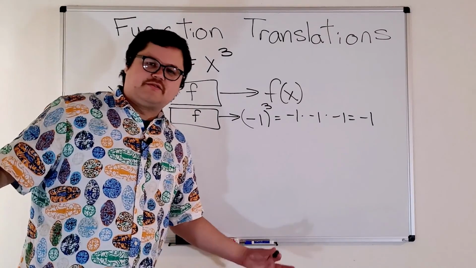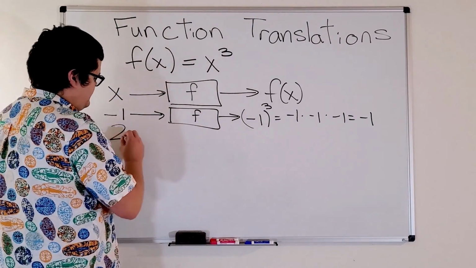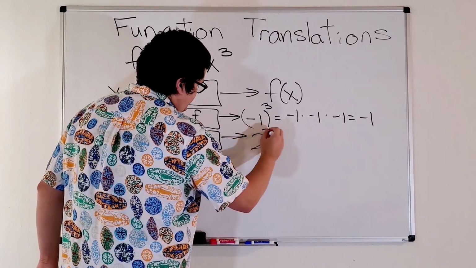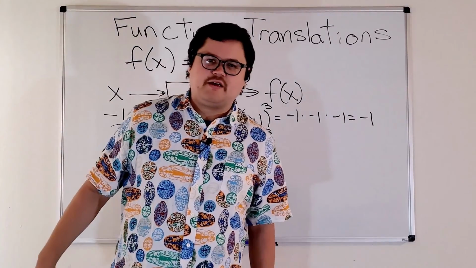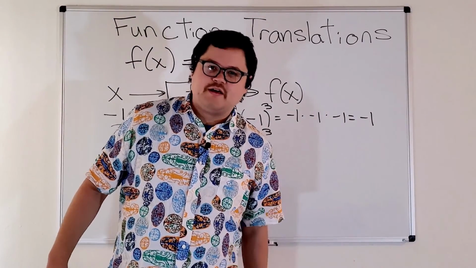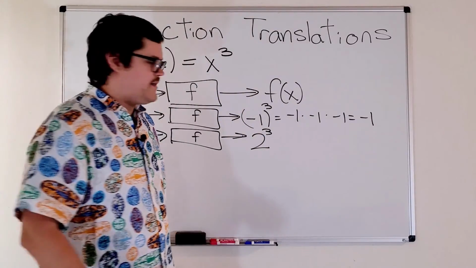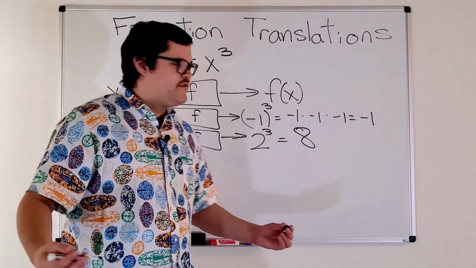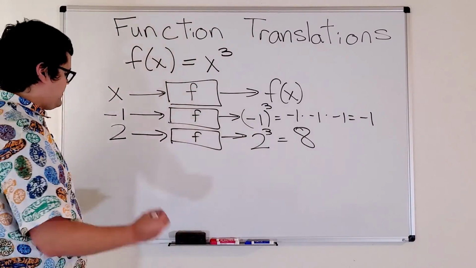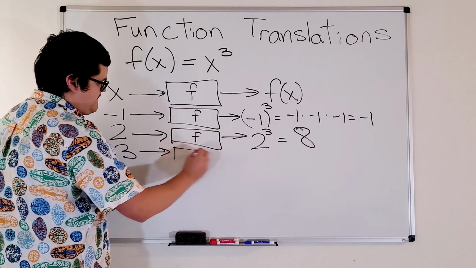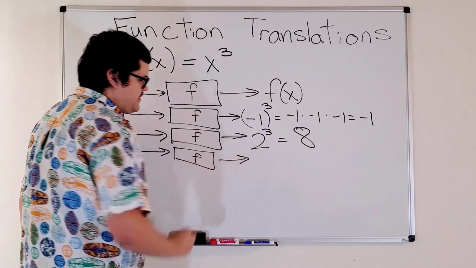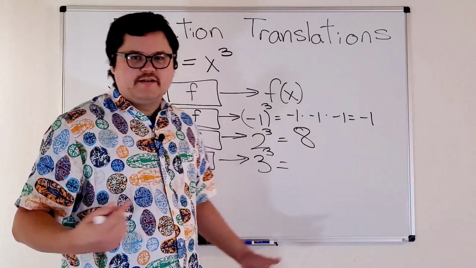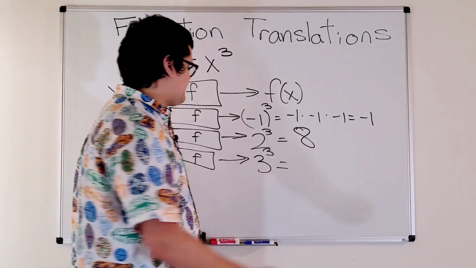Okay, what if we put 2 inside this function? Well, it's just going to return 2 cubed. 2 times 2 times 2. That's easy enough. That's 8. All right. What if we put in, oh, I don't know, let's say 3. Well, 3 cubed, 3 times 3 is 9, times 3 again, 27.